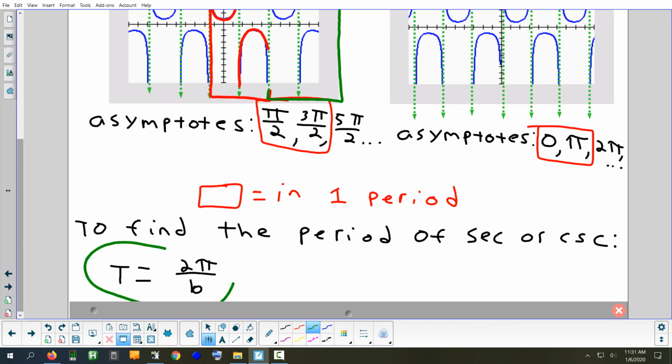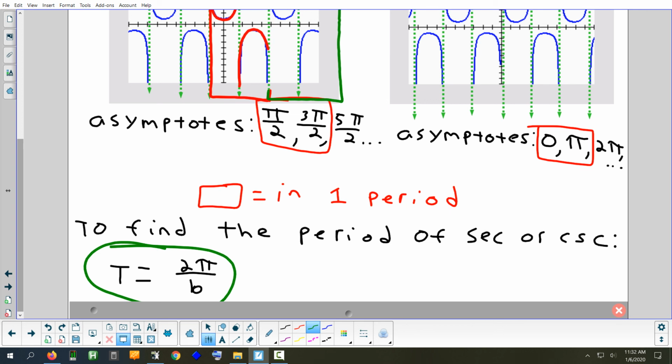Now, here's your formula to find the period of secant or cosecant. It's 2 pi over b. In fact, this is the normal formula. Most of the time when you're dealing with a regular trig function, no transformations, the formula to find the period is 2 pi over b. The only time it's not is if you're doing tangent and cotangent.